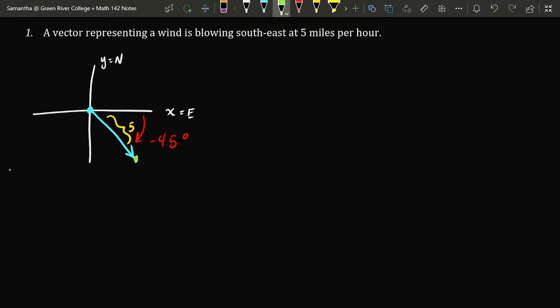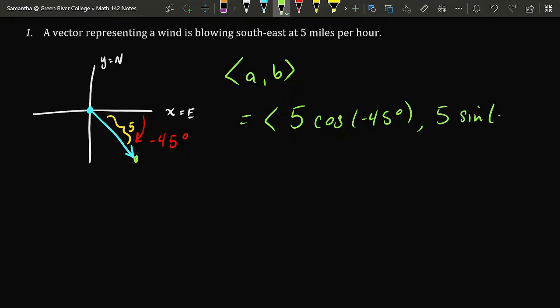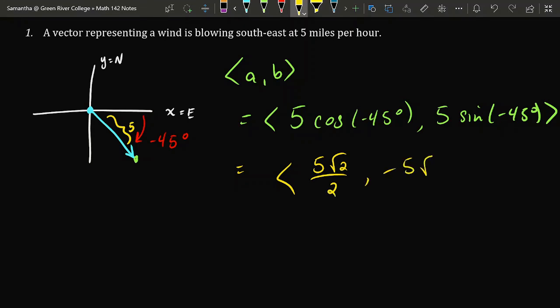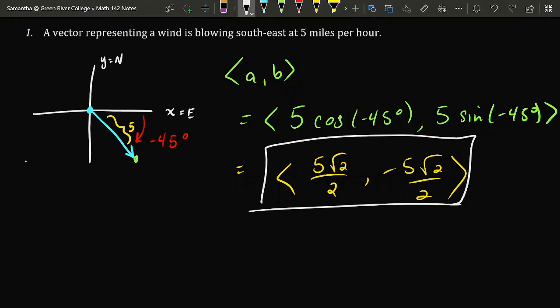I could find the x component of the arrowhead by taking the length of the vector, 5, and multiplying it by cosine of the direction angle. And to find the y component of the vector, we can do the same thing except with sine. This would be equal to the components 5 times root 2 over 2 and negative 5 times root 2 over 2. This would be how we would symbolically represent the vector here, which is in turn representing the velocity of this wind.